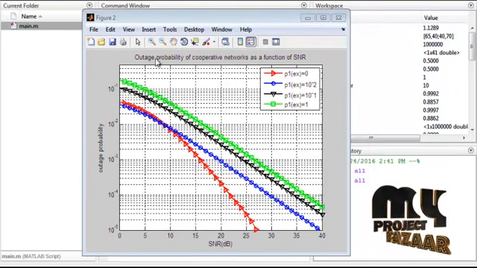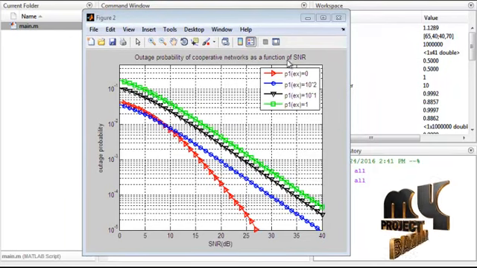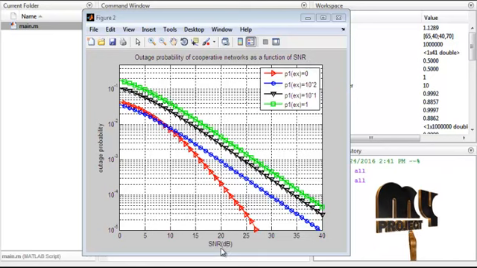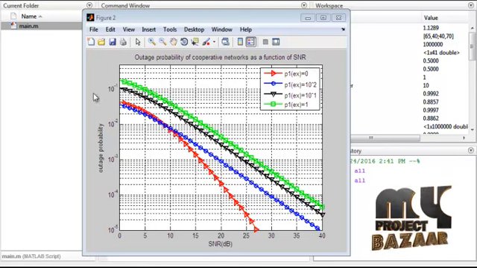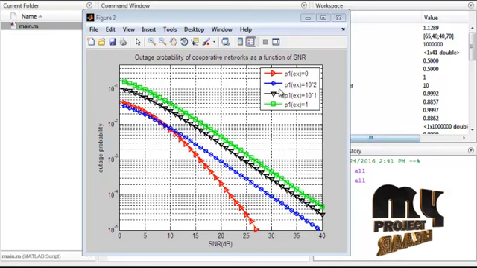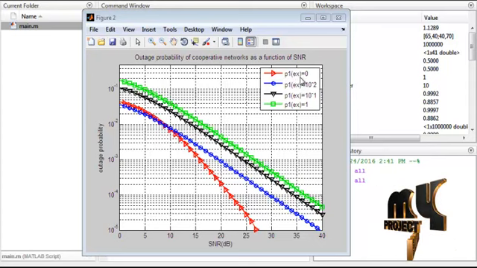In this figure, we show the outage probability of cooperative networks as a function of SNR, the signal-to-noise ratio. On the x-axis we have the signal-to-noise ratio in dB, and on the y-axis the outage probability, in terms of a probability function. The red line is P1 of EX, where EX means the energy harvested is 0.